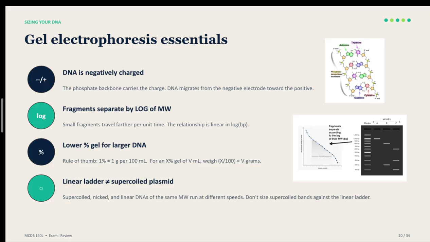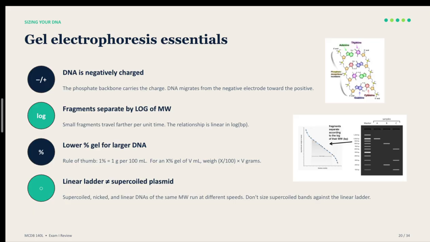Fragments are separated by the log of the molecular weight. So it's important that you note that it's not a linear relationship, it's a log linear relationship. Small fragments will travel farther per unit time, and it's really good that it's a log linear relationship because you actually are able to see very good separation, even when the fragments are close together, right? Which becomes very important in some cases. For the purposes of our class, it doesn't really matter, but it's useful. Most of the fragments that we've looked at thus far have been in 1028 base pairs, but yeah, it's important to know.